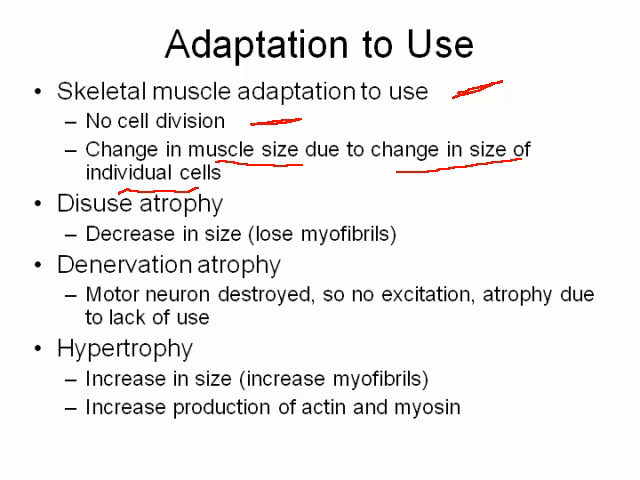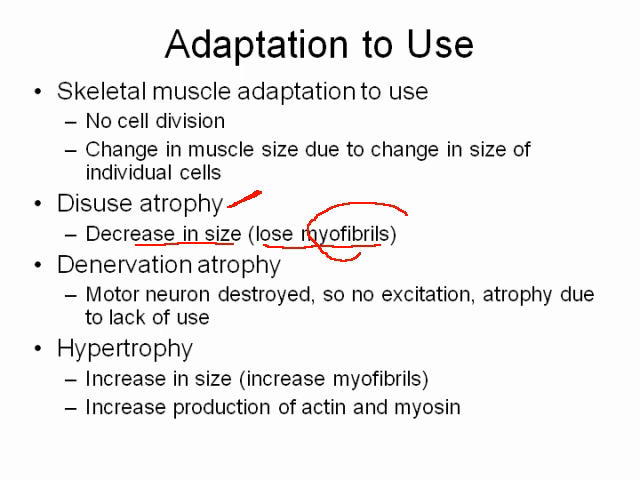You have hypertrophy. If muscle isn't used, you have what's called disuse atrophy. In this case, you actually decrease the size of the muscle fiber. You actually lose myofibrils. So we don't have more or fewer cells. We have more or fewer myofibrils. That is the contractile proteins.